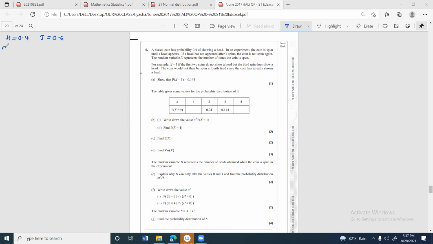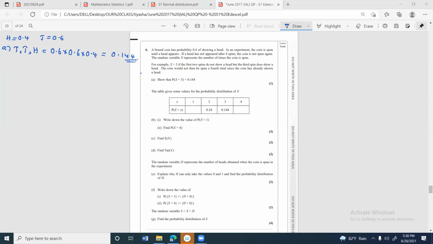But what you can see here is that 3 means the first 2 spins do not show head. So the first 2 times are tails, and only the 3rd time do you get a head. That's what you mean by X equals 3. X means the number of times you need to spin to get a head, right? That means it's 0.6 into 0.6 into 0.4, right? So you can get this answer. This is pretty simple. You can get the 0.144. That's the point you need to understand with this.